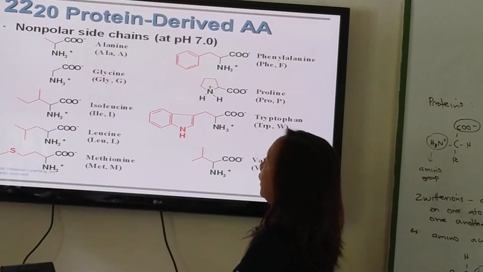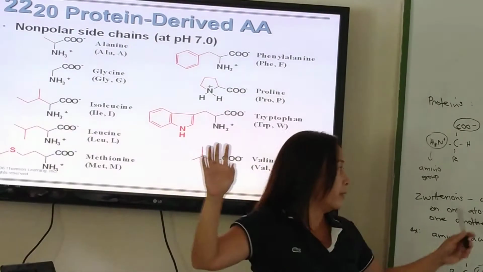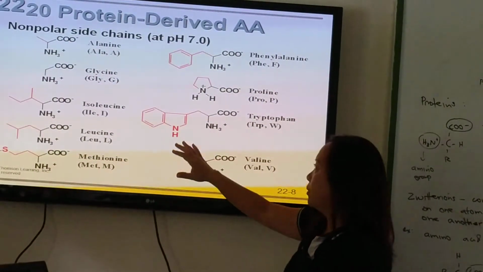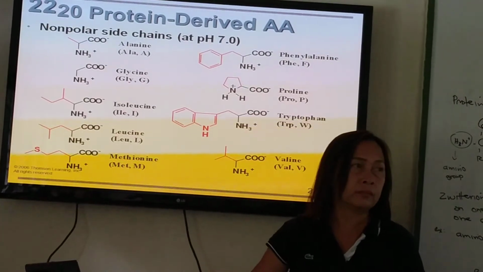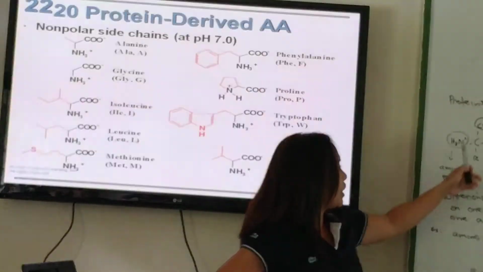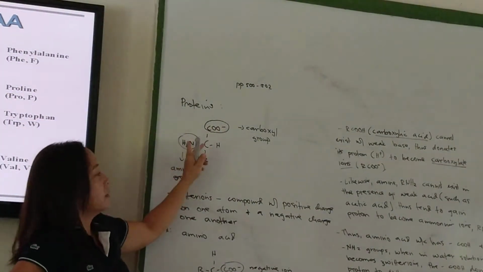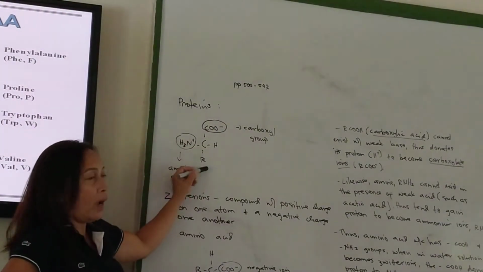Those are non-polar side chains. When we say side chains, these are the side chains. Ma'am, show us the structure. Yes, it's easy, because they all have the same structure except for the R.